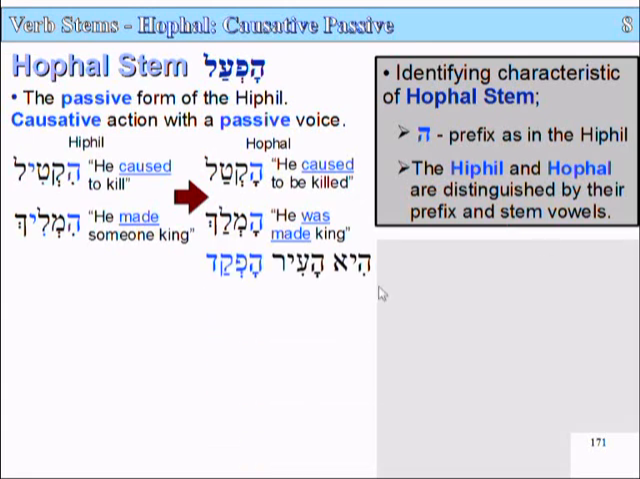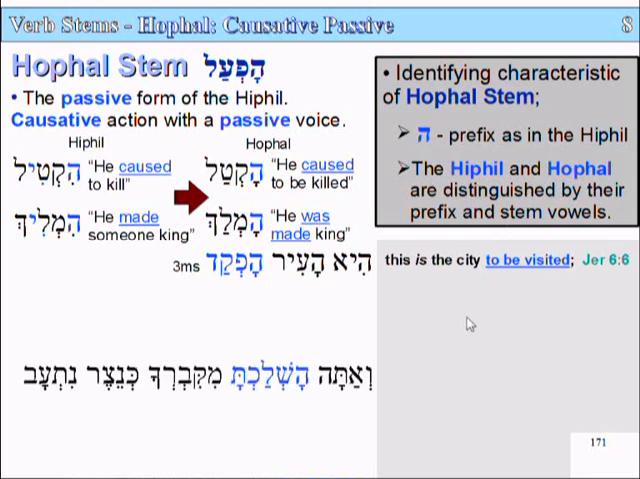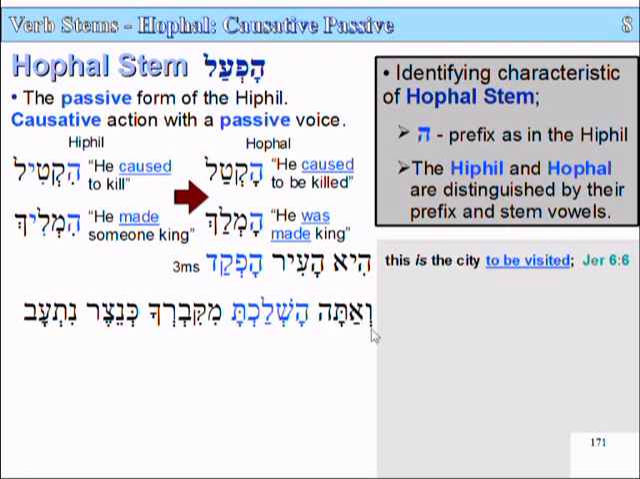So the first example here, he ha'ir hafkad. This is the city to be visited. He, literally she, is the city. The word city is a feminine noun. He ha'ir, this, or she, this is the city. Ha'ir hafkad, to be visited. Pakad means to visit. Hafkad, to be visited. So it's a third person masculine singular. Let's go to the next example.